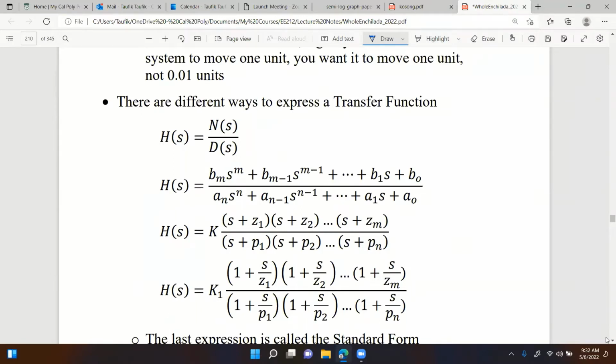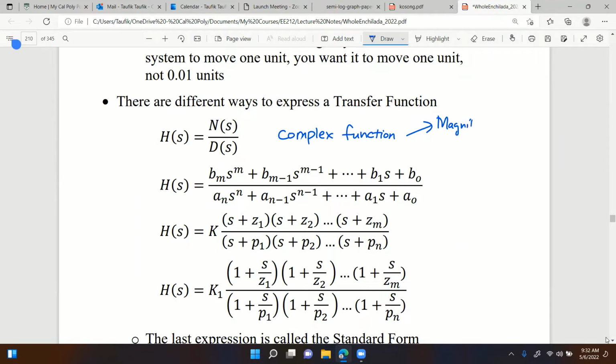Keep in mind that a transfer function is none other than a complex function. A complex function, just like a complex number, has what? It has magnitude and it has phase angle. If you have a complex number, you can get the magnitude of the complex number and the phase angle of the complex number. Same thing with a complex function. So you start from knowing the transfer function. That's why at the beginning of the chapter, we learned how to derive the transfer function. That's the very first step, getting this right here.